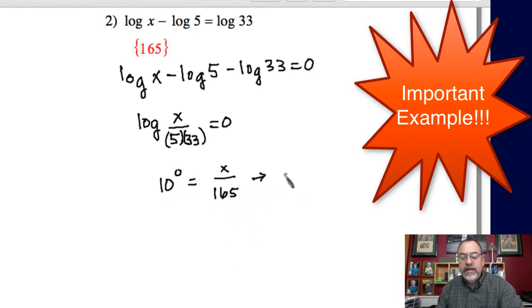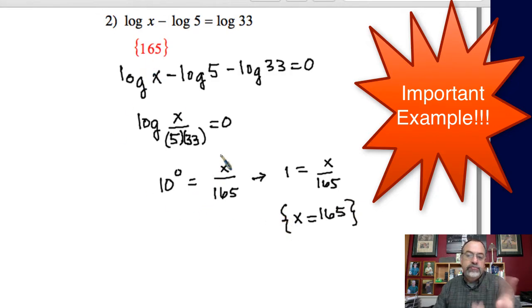10 to the 0, or anything to the 0 power, is a 1. So 1 is equal to x over 165. Multiply both sides by 165. So x is equal to 165. So you see we have our answer here. Okay, so kind of a little thing there. Remember, this logarithm has to go to the other side. Then we use the properties of logarithms and get it down to a single logarithm. Then do the inverse operation of that, or the inverse function of that, which is change it to exponential.